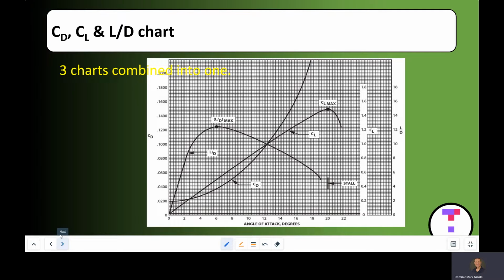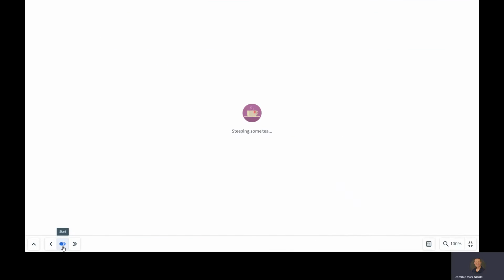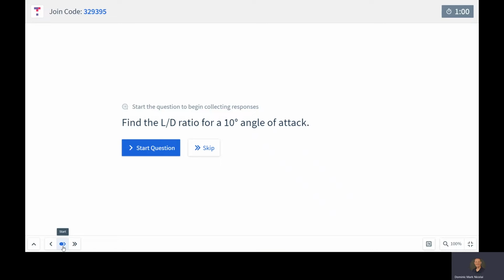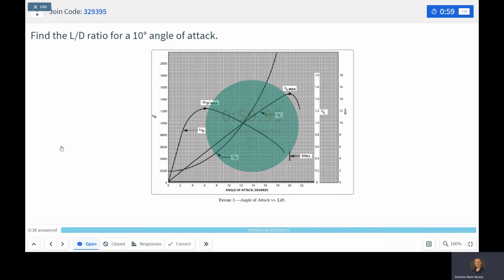All right, so let's try a Top Hat question. Let's use the chart. If you want to use your book to help you out, it is figure 3 in there. This is going to be a touch point question on Top Hat, so this will help you find out where to touch. You're going to find the lift to drag ratio for a 10-degree angle of attack. And this is, again, a touch point. So make sure you touch on the scale.